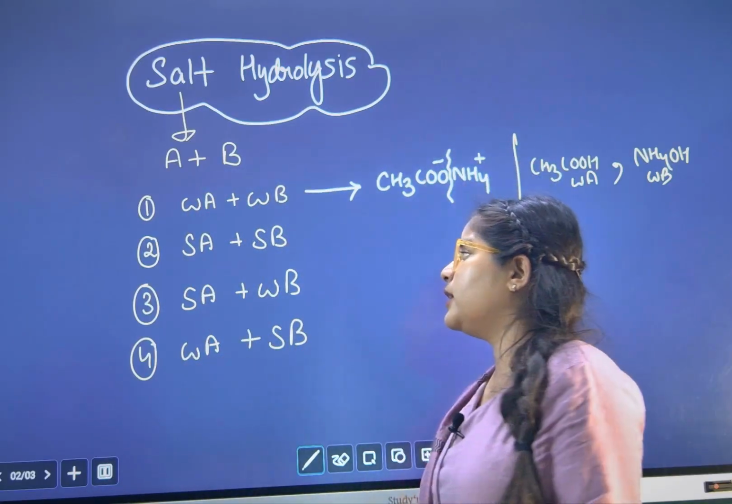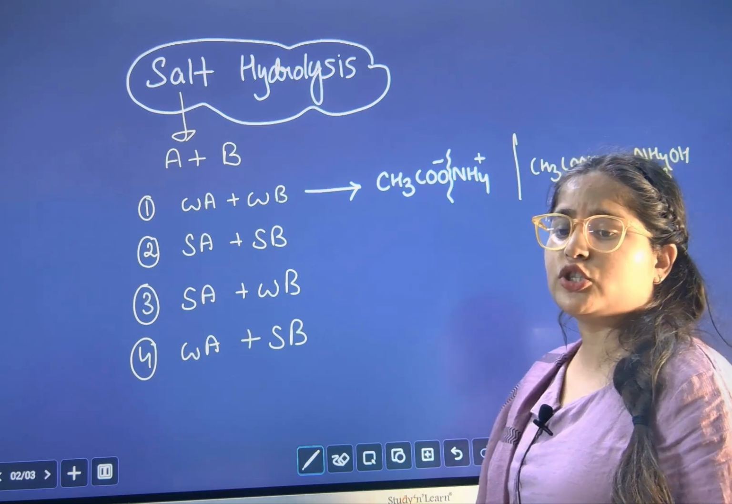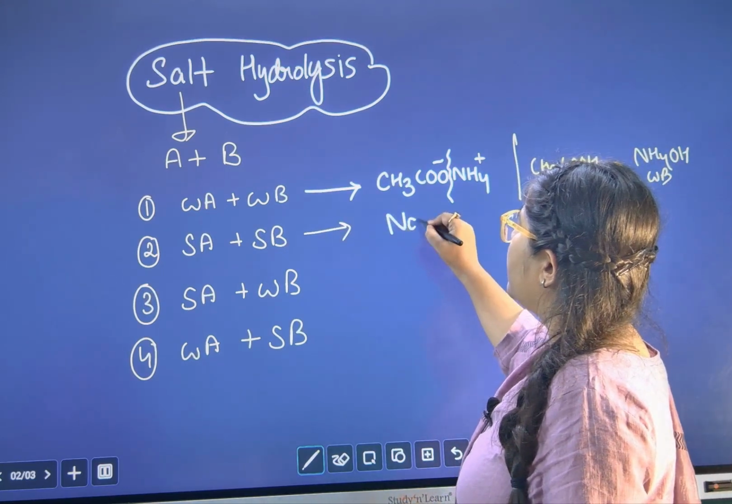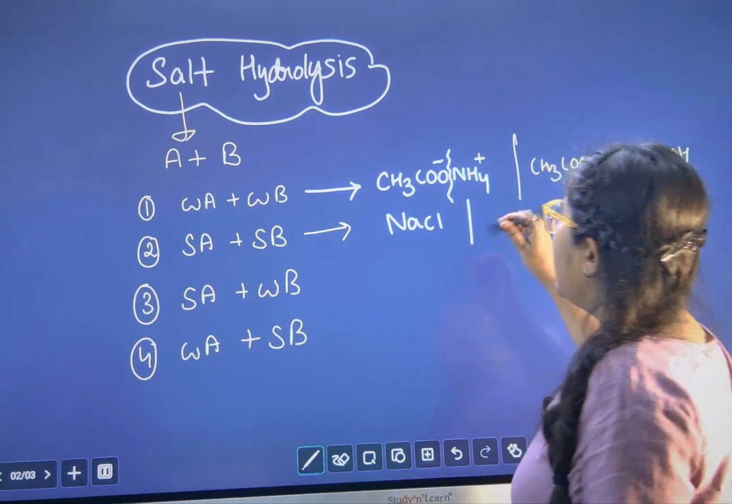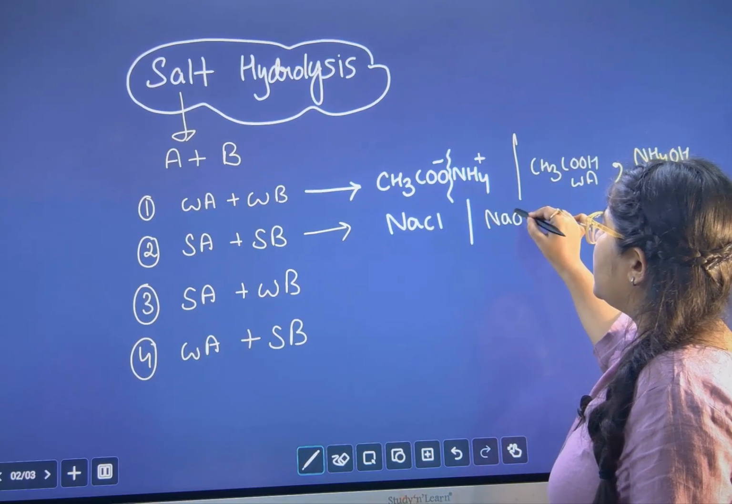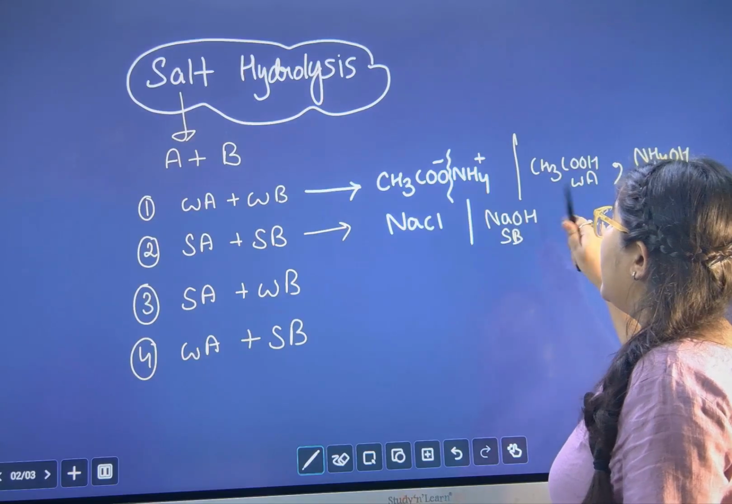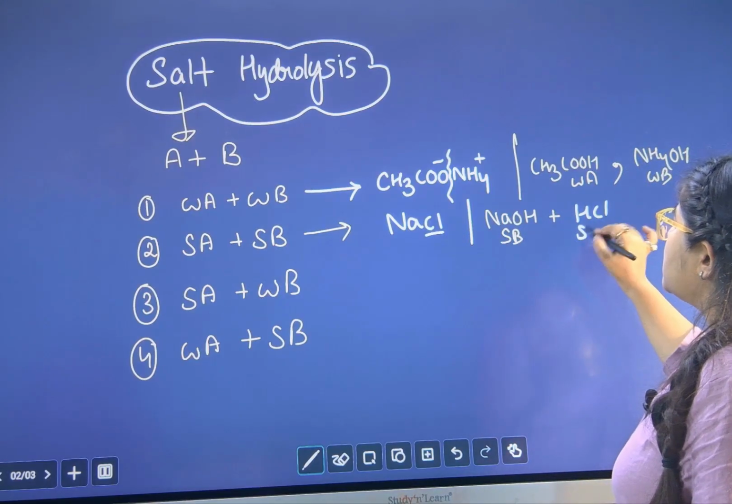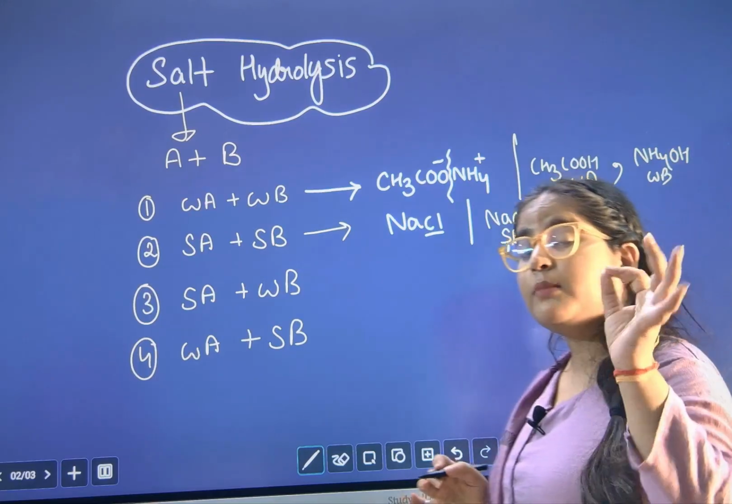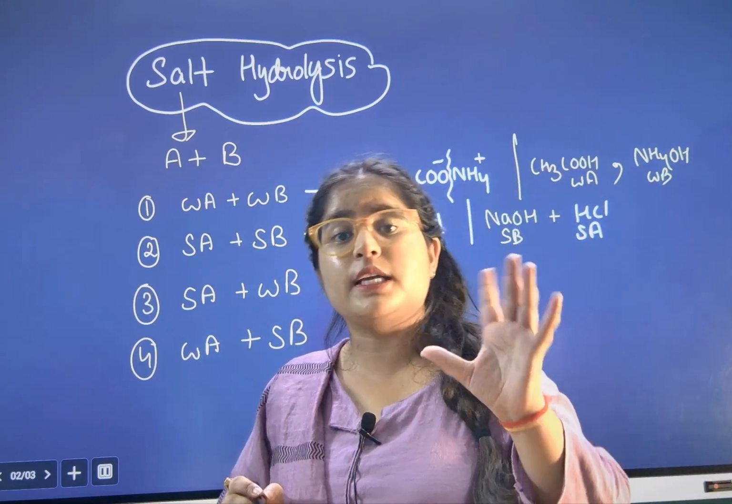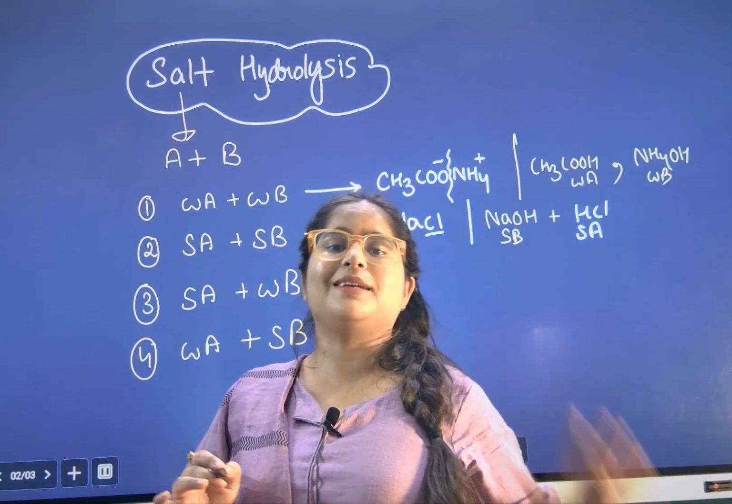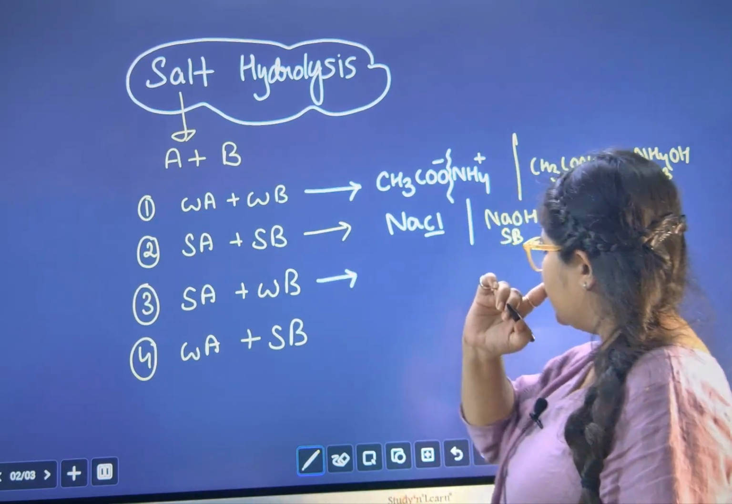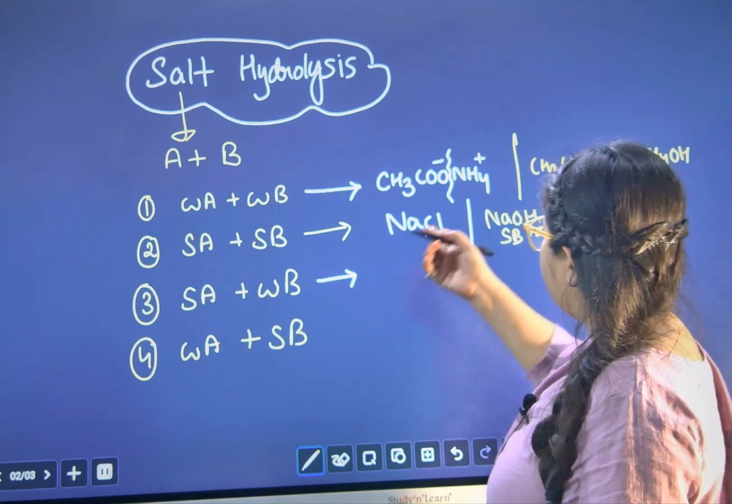Okay, let us see the next example, strong acid and strong base. A very common example I am going to write here is NaCl. Now tell me, Na would have come from NaOH, which is a strong base, right? And Cl would have come from HCl, which is a strong acid. I hope you are able to analyze which salt is coming from which type of acid and base. Okay, let us see strong acid and weak base. Strong acid, so I can say HCl, and weak base, let us take NH4OH.